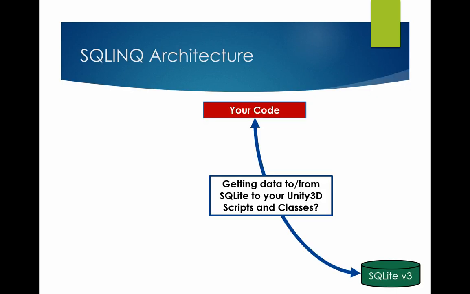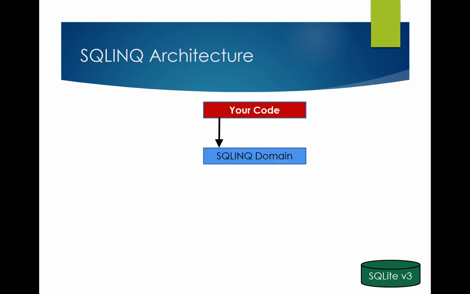So the SQLINQ architecture. This is really talking about how you get the data to and from SQLite from your Unity 3D classes and scripts. It all starts out with your code calling a SQLINQ domain class. This is a class in your domain. This piece gets generated, and I'll talk about that in a little bit. But basically you make a request to the domain to do something, and that request could be give me some data, save some data away, delete the instance out of the database, a bunch of stuff like that.